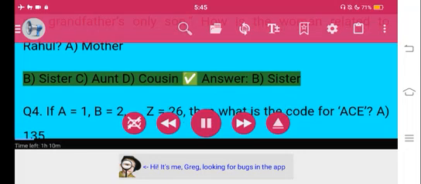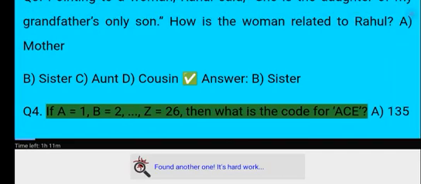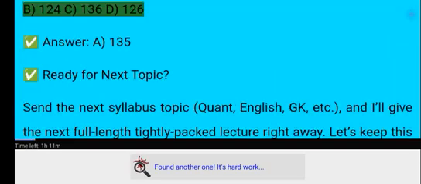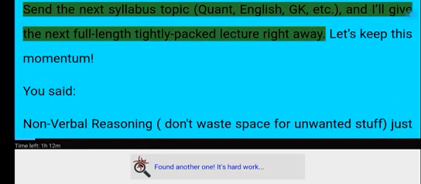Beat sister. Q4. If A equals 1, B equals 2, Z equals 26, then what is the code for ACE? A. 135, B. 124, C. 136, D. 126. Checkmark answer: A. 135.